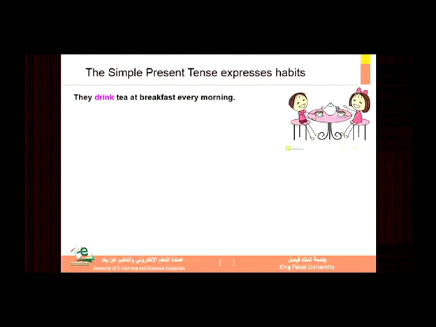Again, another example where we have a plural third person here. They drink tea at breakfast every morning. Now if you look at the verb drink, there is no S added to the verb, simply because the subject of this sentence is they rather than he or she or it, which means we have a third person plural pronoun rather than a third person singular pronoun. So they drink tea at breakfast.